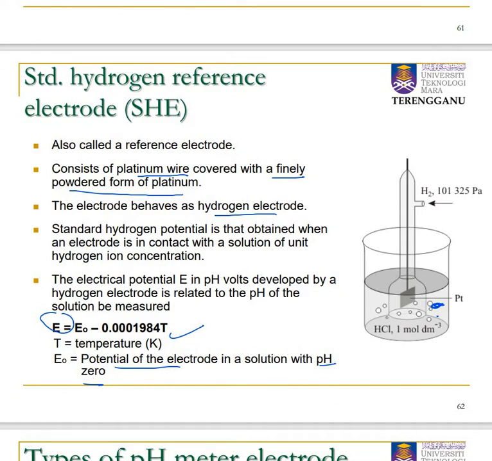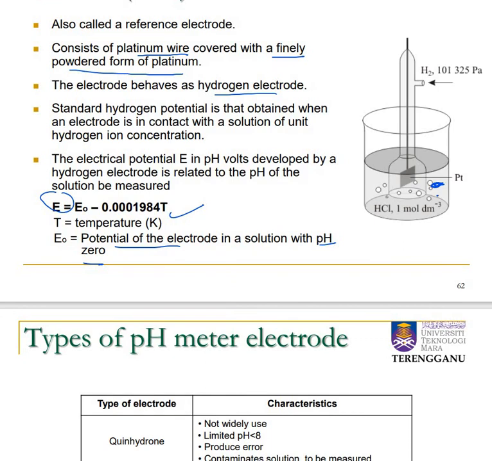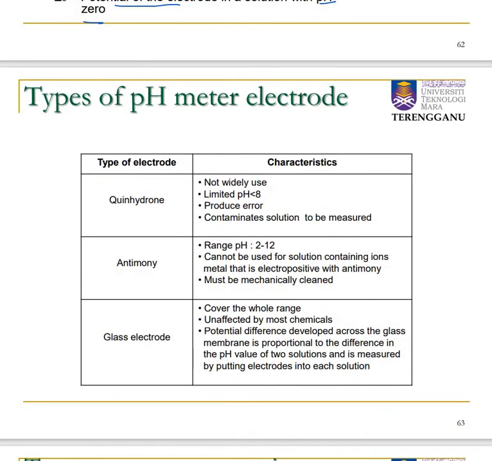Okay, so this standard hydrogen reference electrode can be paired with other types of electrode depending on the system itself. I will show you a video on this SHE later on so that you can get a visual understanding. Okay, we have other types of pH meter electrode, for example quinhydron, antimony, and also glass electrode.